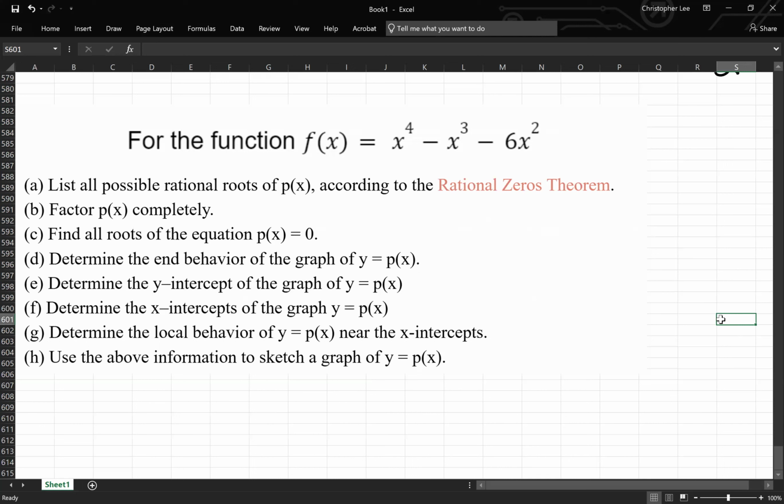Then we want to determine the y-intercept of the graph. Then we want to determine the x-intercepts of the graph. Then we want to determine the local behavior of y equals p of x near the x-intercepts. And then we want to use this information to sketch the graph. All right. A lot of things to do here. Let's tackle them one at a time, right? So the first thing we want to do is A.